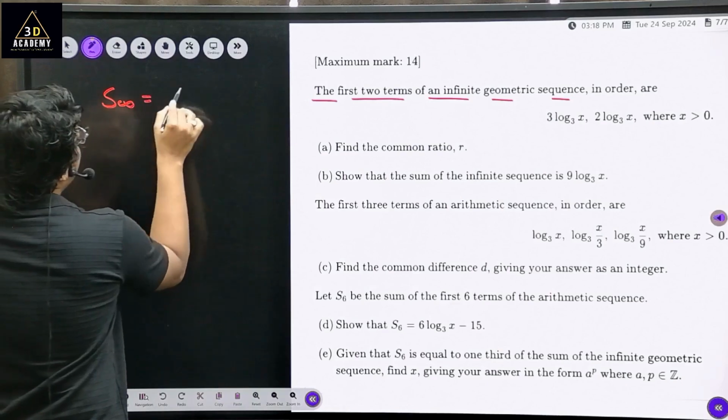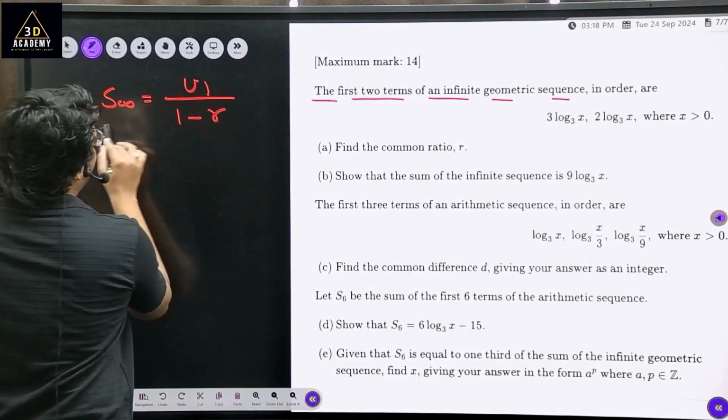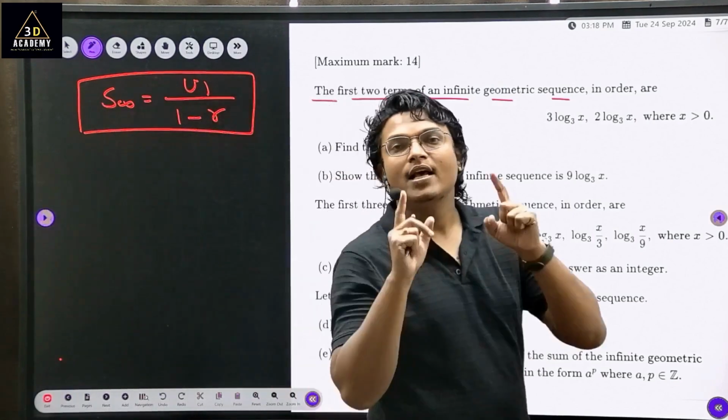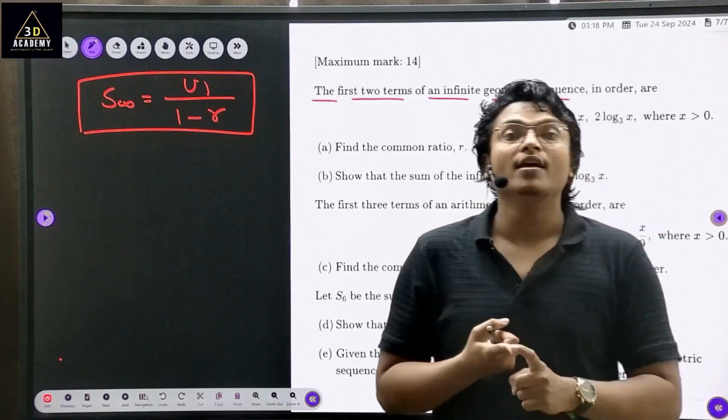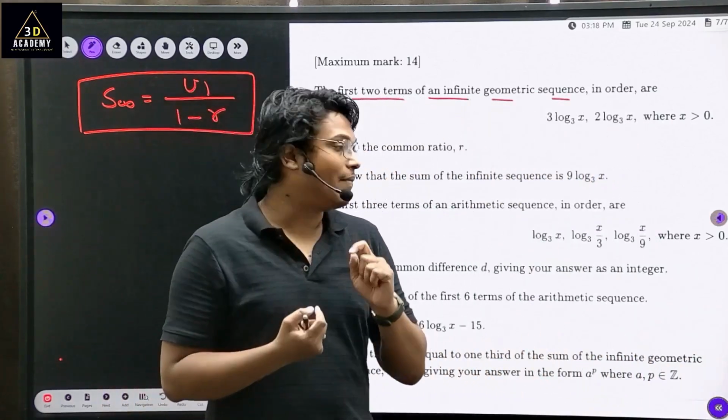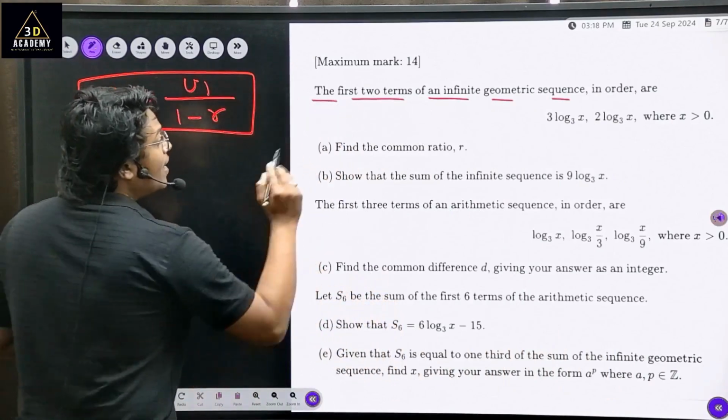to infinity. That is nothing but u1 upon 1 minus r. For sum to infinity we have learned two conditions. The sequence has to be converging, and r has to be between 1 and -1. Correct? Okay.